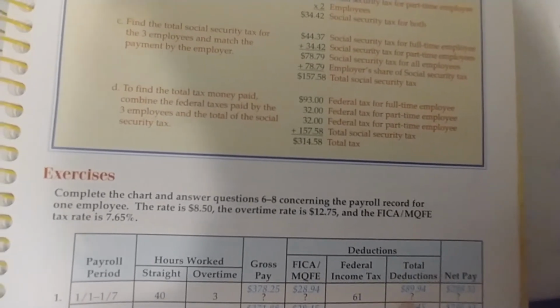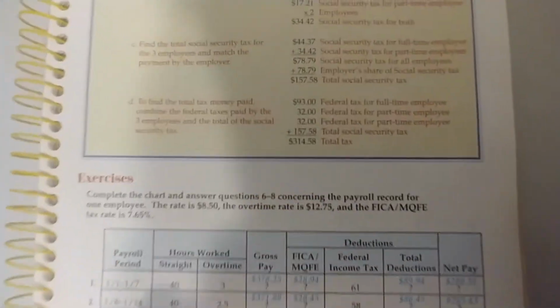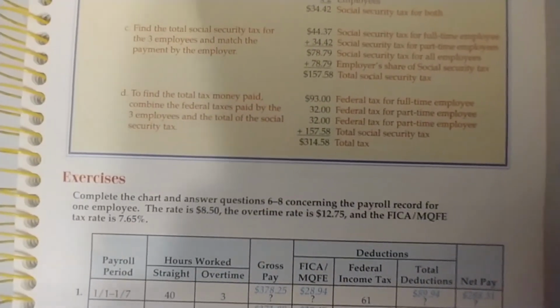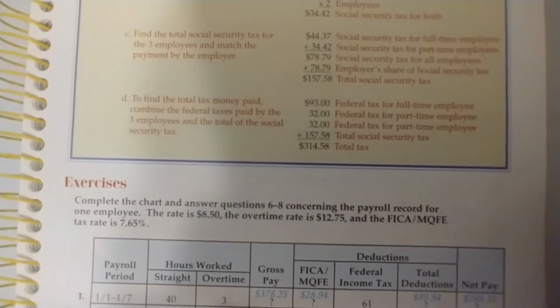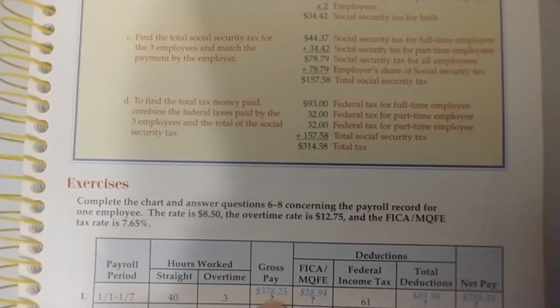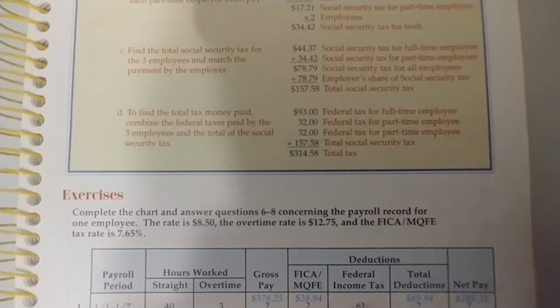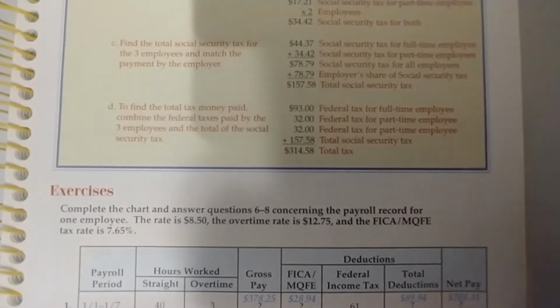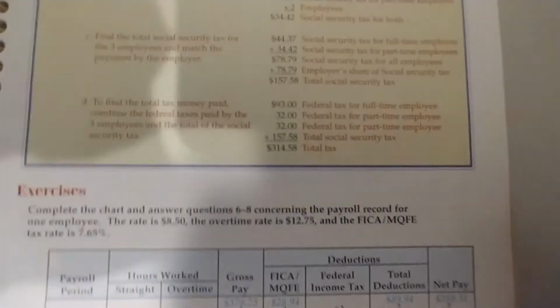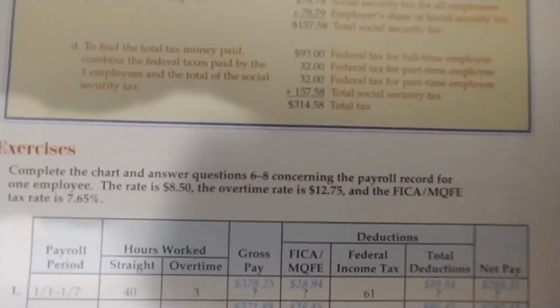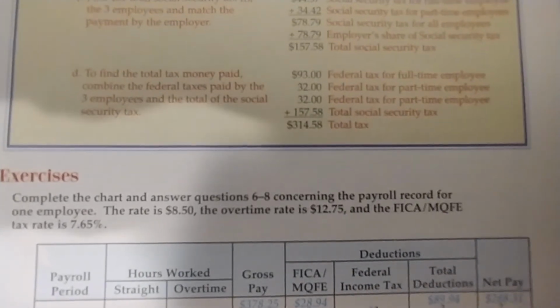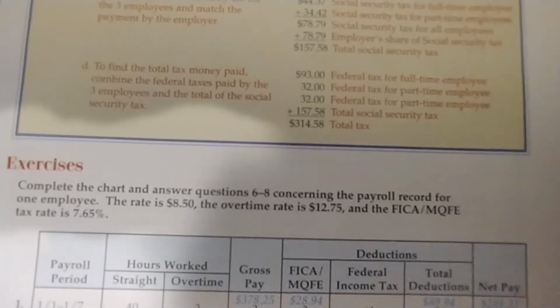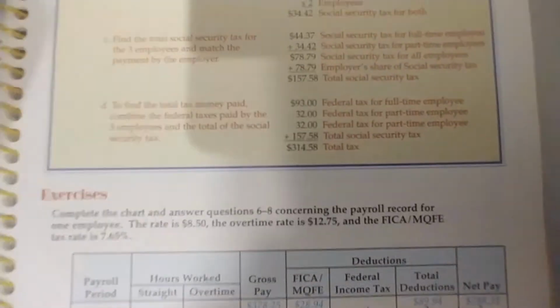Okay, there's one tax they had on the other page. Oh, state income. They're not showing you state income tax. Okay, so that means that $378.25 was his gross pay. You deduct these two out, which was a total of $89.94. That means that his net pay comes out to $288.31. Not very clear there, but hopefully you can see. So that's how you do that whole part.